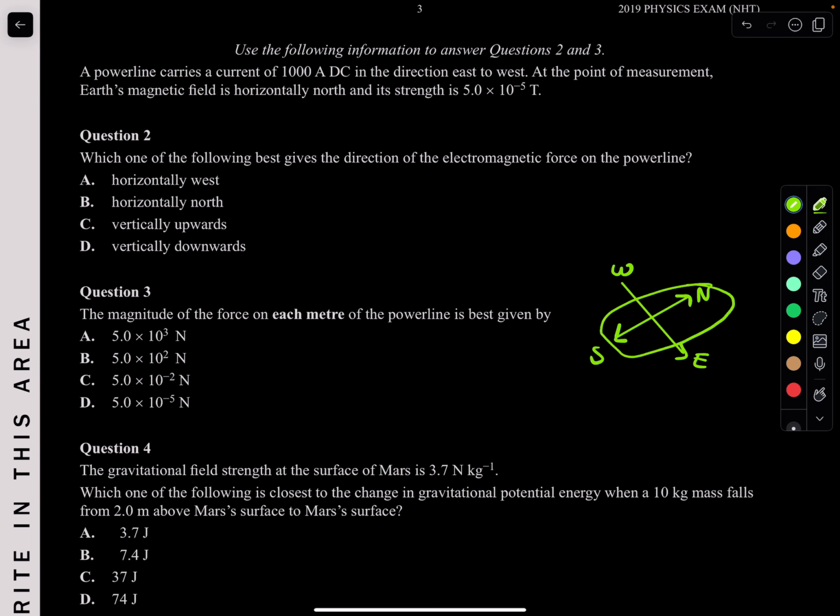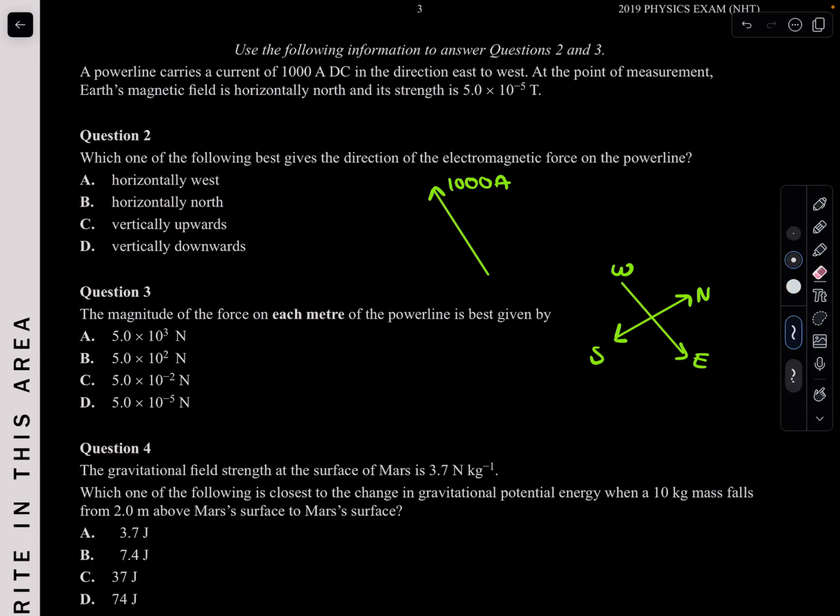North is now horizontal. So it says the power line current of 1000 A DC is in the direction of east to west. So east to west means like this. This is 1000 amps. At the point of measurement, Earth's magnetic field is horizontally north. So this is what's happening, and it's 5.0 times 10 to the negative 5. That's your magnetic field. And whichever of the following best gives the direction of the electromagnetic force on the power line?